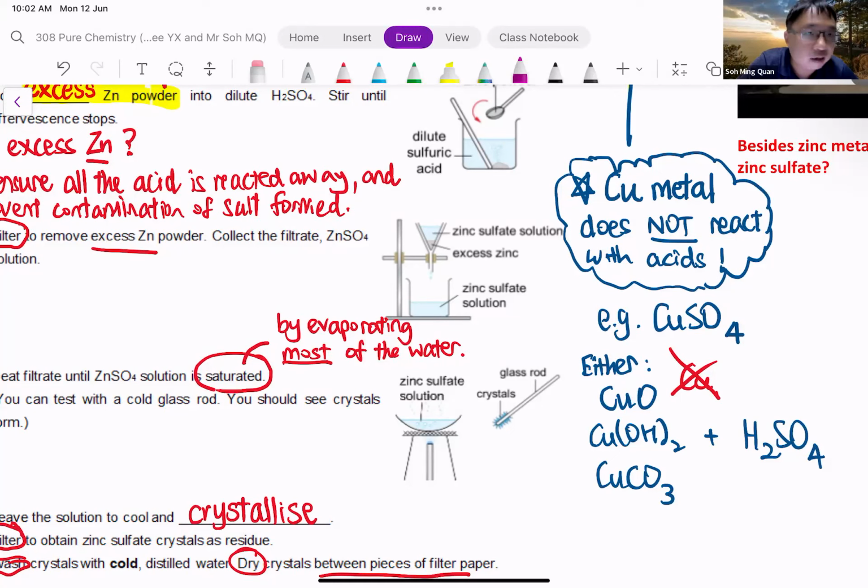So typically, we would use copper 2 carbonate with sulfuric acid to make copper 2 sulfate. Okay? Of course, you could also have used excess copper 2 oxide. It will also work.